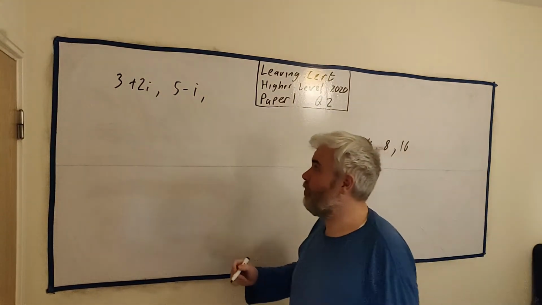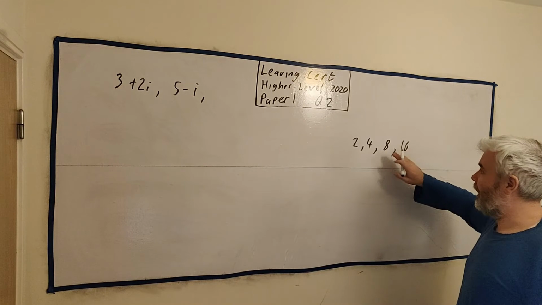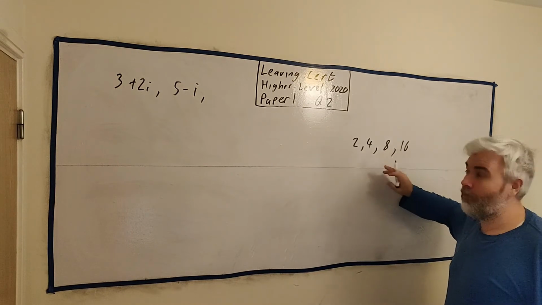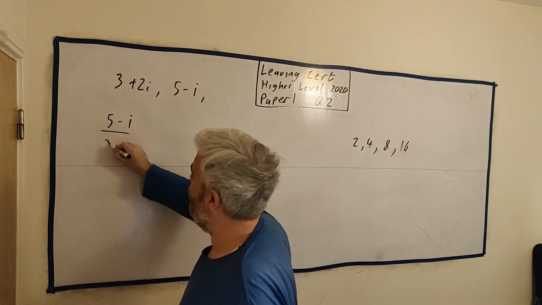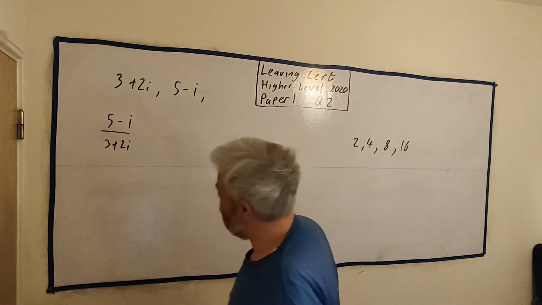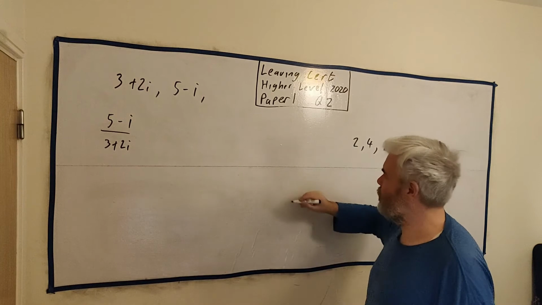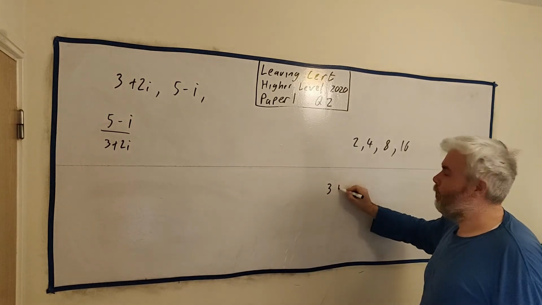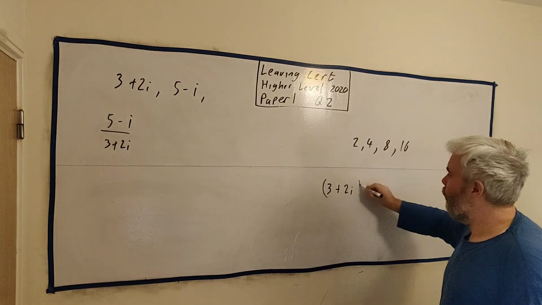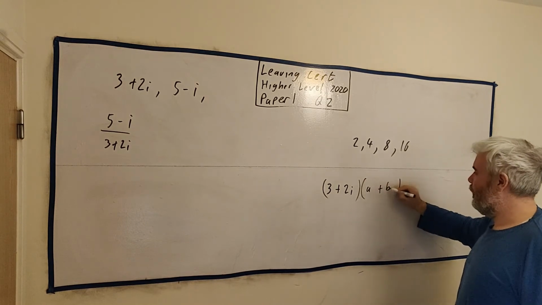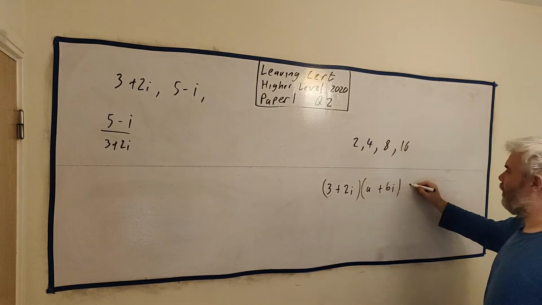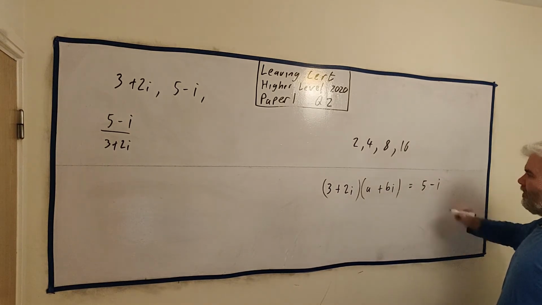I guess there's 2 ways to do this. The simplest would be to divide any number by the one in front of it. So in this case, 5 minus i divided by 3 plus 2i. By the way, another way to do this question would be, I won't finish it, but it'd be to take the first number, multiply it by a blank number, that's what I call it, at least, a plus bi, and that equals 5 minus i.